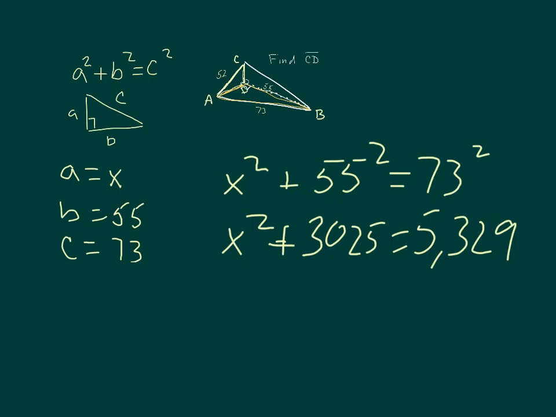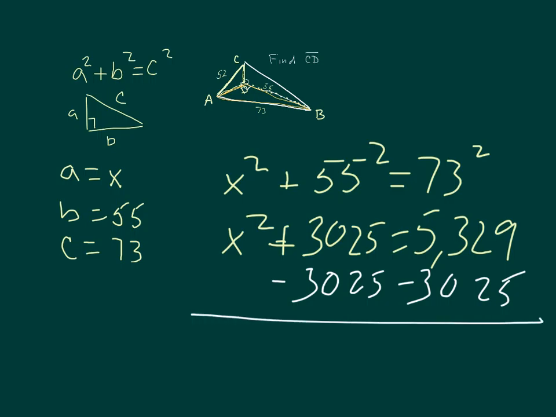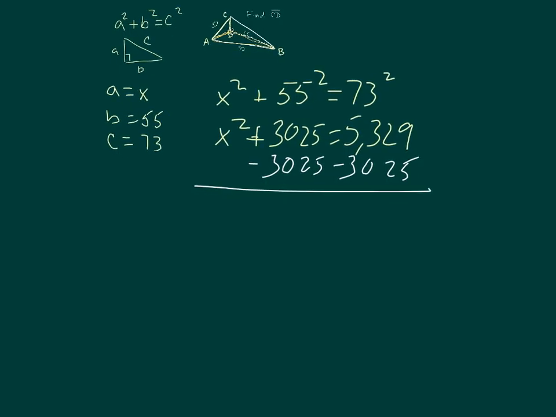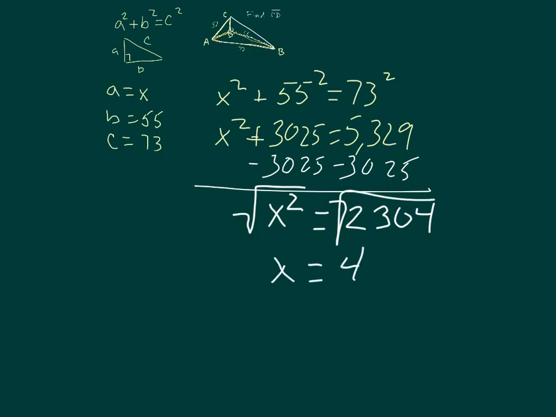73 squared is 5,329. We're solving for x, so I'm going to subtract 3,025 from both sides. We get x squared equals 2,304. Now I'm going to take the square root because we want to know what x equals, not x squared. So x equals 48.